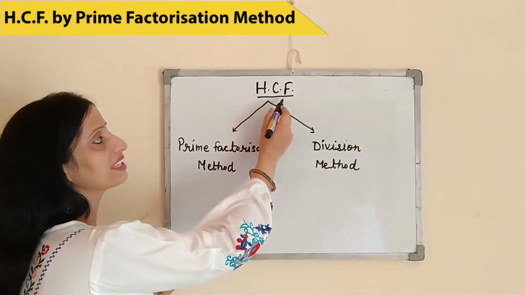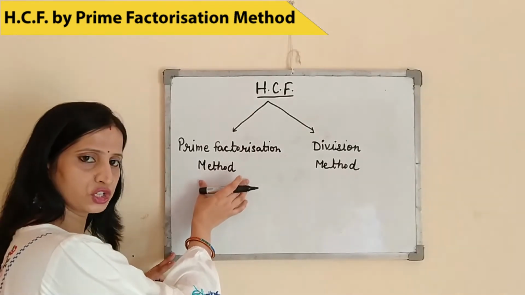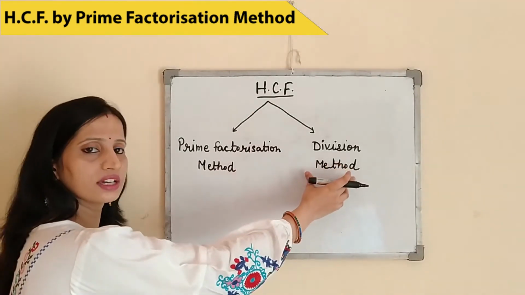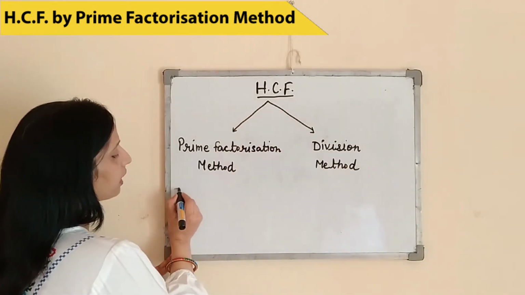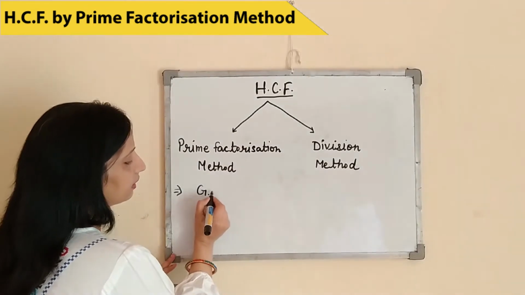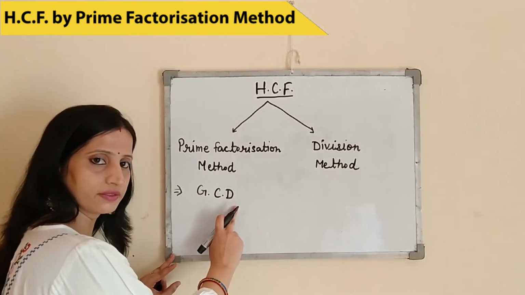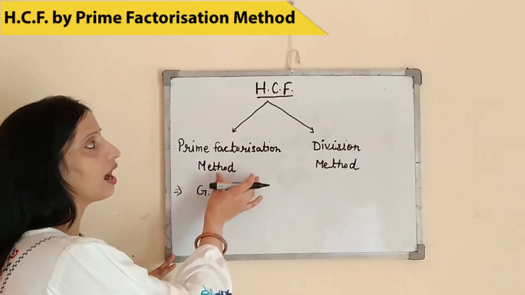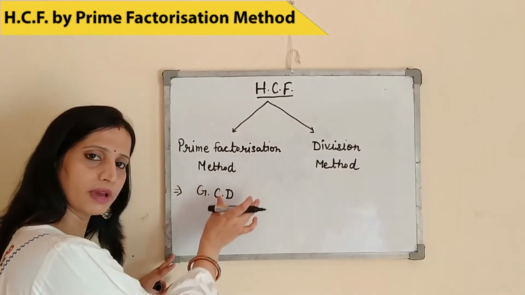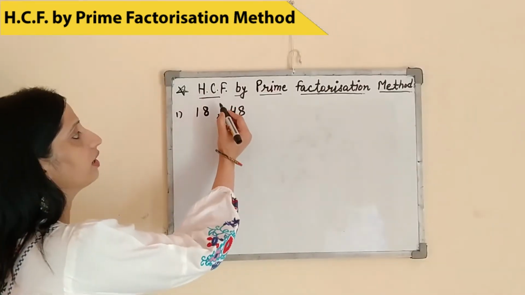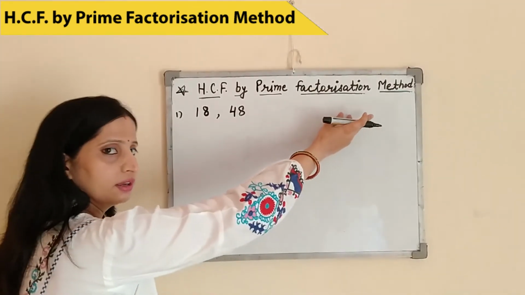We can find out the SCF by using two methods. First is prime factorization method and the second one is division method. Okay. SCF is also known as GCD. GCD means greatest common divisor. Today in this video we will learn how to find out the SCF by using prime factorization method. Now we will find out the SCF of 18 and 48 by using prime factorization method.